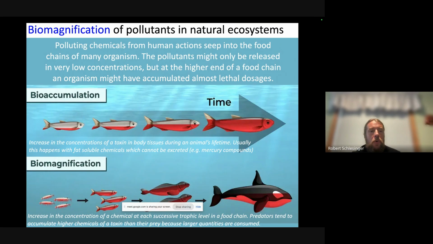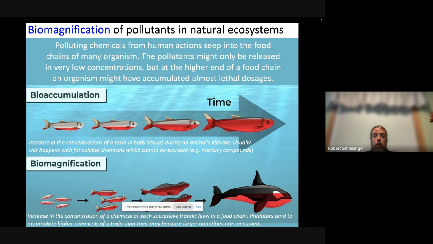All right. So let's talk a little bit about bioaccumulation and biomagnification. And so bioaccumulation is essentially where a toxin gets stored in fat tissues. So many toxins are not water soluble. And so they can't be dissolved in water. And so they have a tendency in organisms to accumulate in our fat tissue.